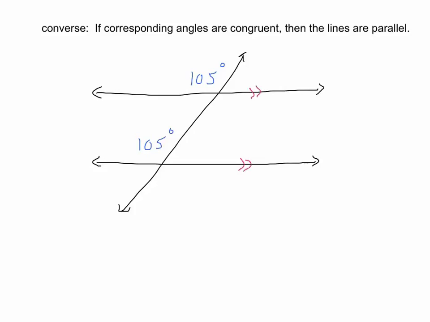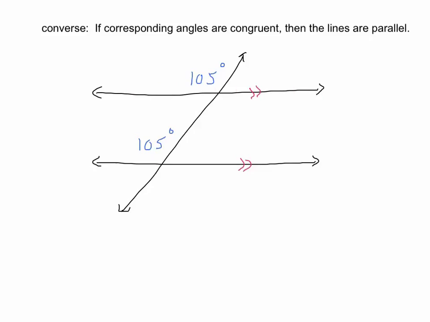Because if corresponding angles are congruent, then the lines must be parallel. And in similar fashion, if alternate interior angles are congruent, then these lines must be parallel. Or if alternate exterior angles are congruent, then these lines must be parallel.